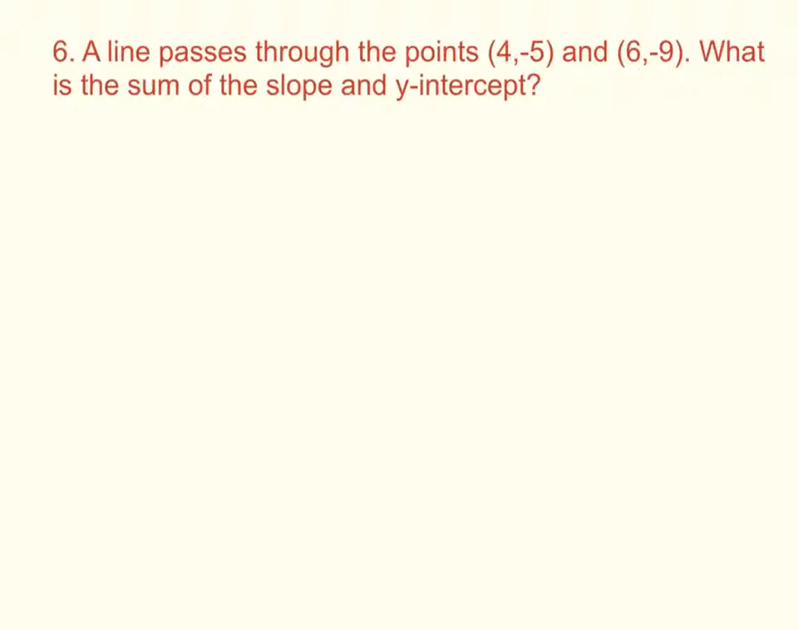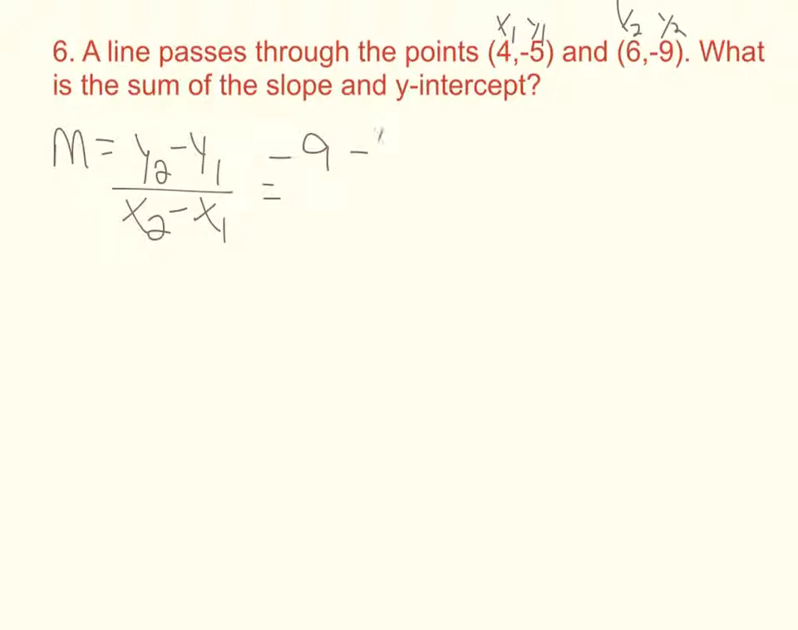Well, we know how to find the slope, right? We're going to use our slope formula. y2 minus y1 over x2 minus x1. So if I do x1, y1 and x2, y2, that's extremely messy. I get -9 minus a -5 over 6 minus 4. So I get what? -4 over 2, which is -2. So the slope of this line is -2. Got that. But I also need the y-intercept.